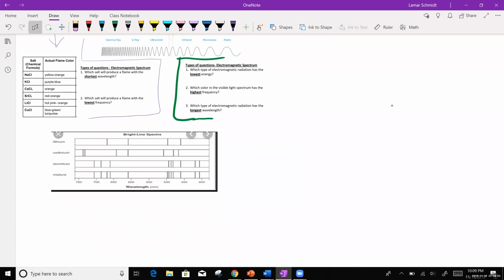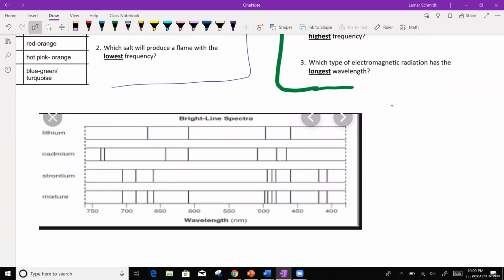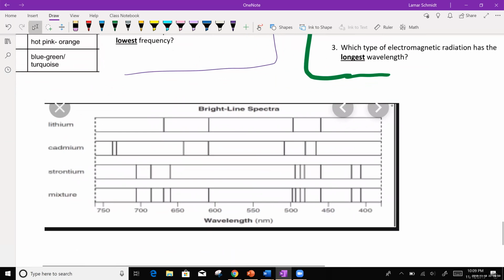All right, and then lastly, all I would like for you to do is consider the chart, and I would like for you to tell me which atoms are in the mixture. So make sure you choose all that apply.